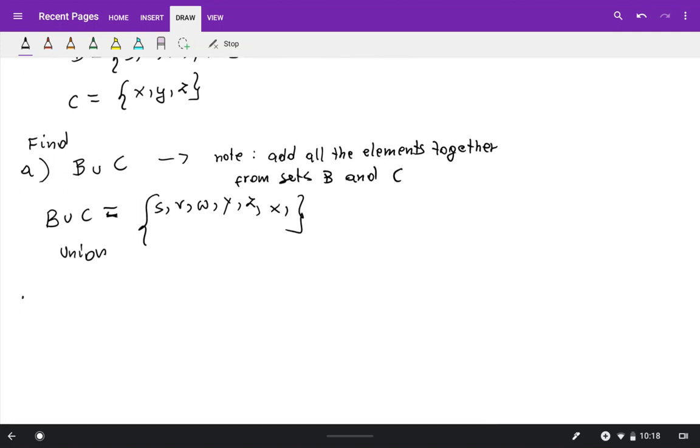For part B, we're going to practice intersection. We have set A intersect with set B. So intersection, right? That's the common elements.